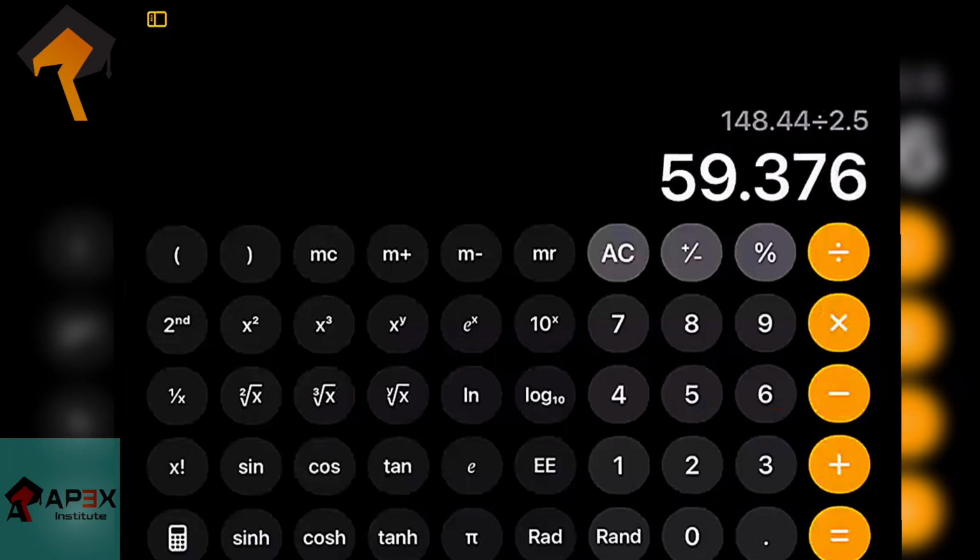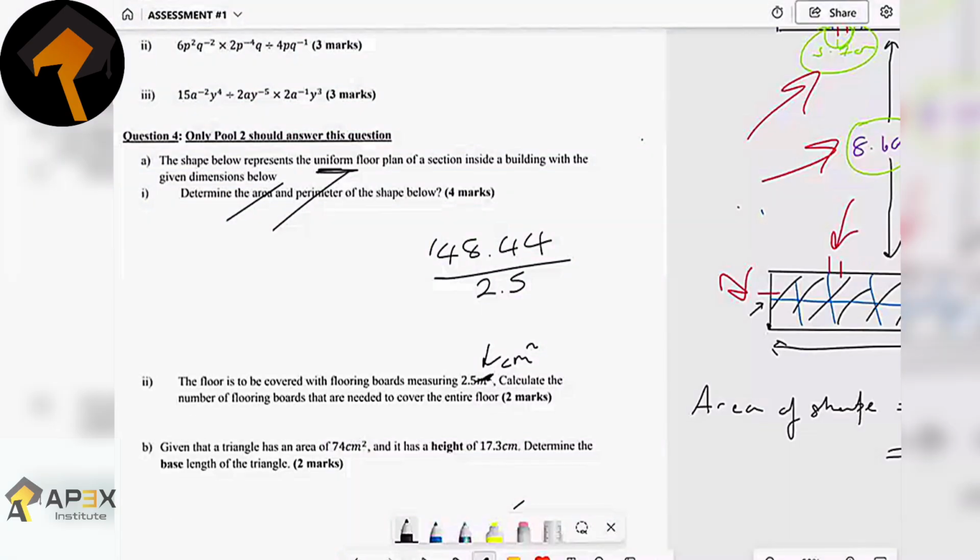All right. So a lot of the times, guys, when you see a CSEC question, I think it's really challenging. It is really far simpler than you think it's going to be. So 59 boards is required for this tiling. All right, lovely.